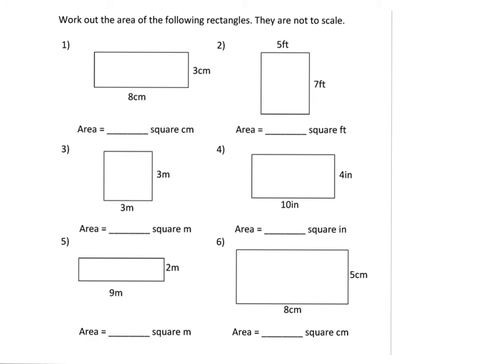Now, here we have a worksheet, okay? And we have a bunch of different rectangles, and one square. This is a square, this one here, because it is equal on all four sides. Up here we have rectangles, and around here rectangles, because you can see they're not equal on all four sides.